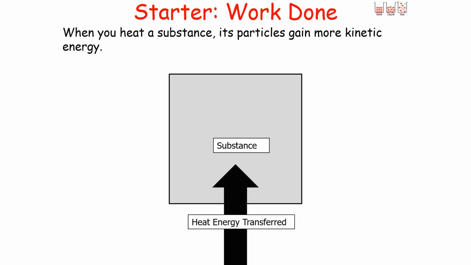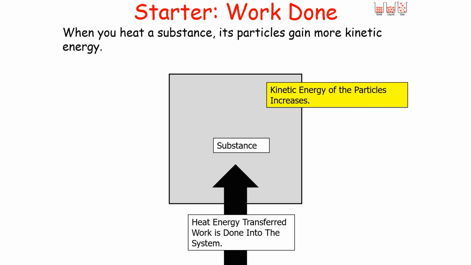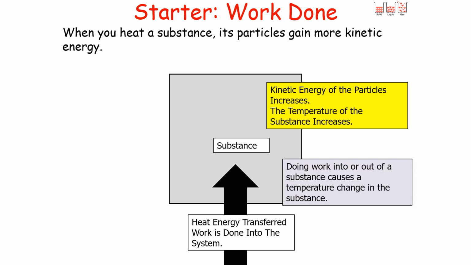Now, when you heat a substance, the particles in the substance gain kinetic energy. So when we say heat is transferred into a substance, we say work is done into the system because the overall internal energy is increasing. Now, if we are placing heat energy into the substance, the kinetic energy of the particles increases. So therefore, the temperature of the substance itself increases. Now, doing work into or out of a substance will cause a temperature change in the substance.